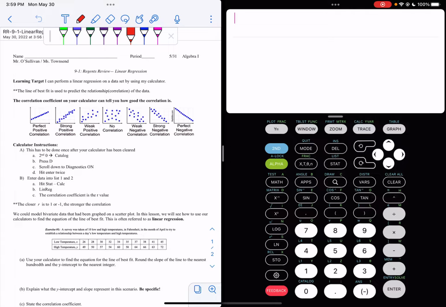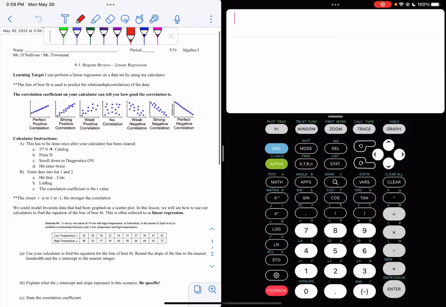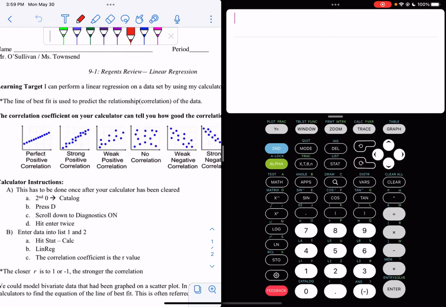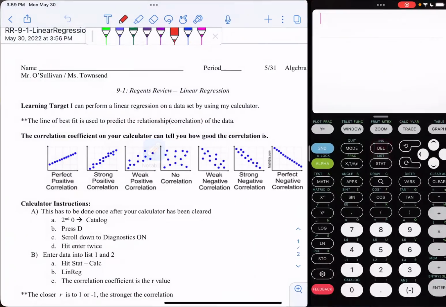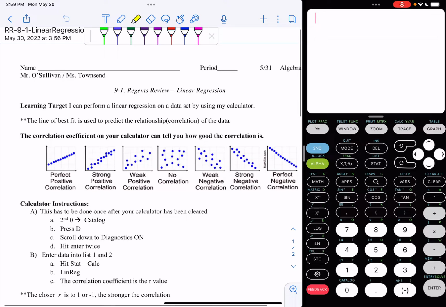Today we're going to be looking at a brand new skill that we covered during Regents review, and that's called linear regression. This is a very, very important skill because it pops up every single year on the Regents, and it's a very big question where you can get yourself 4 points by answering the whole thing correctly. And here's the nice thing, you can actually use your calculator to solve the whole problem. So today's learning target is, I can perform a linear regression on a data set by using my calculator.